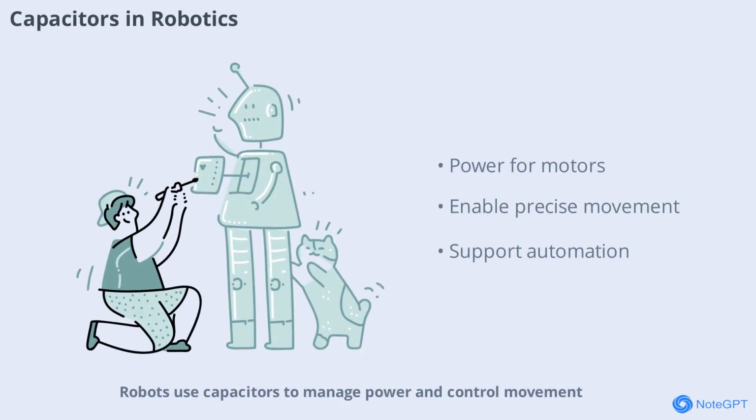Robots use capacitors to manage power and control movement. Capacitors provide quick bursts of energy for motors and sensors, enabling precise and efficient operation. As robotics technology advances, capacitors will play an even greater role in automation and artificial intelligence.